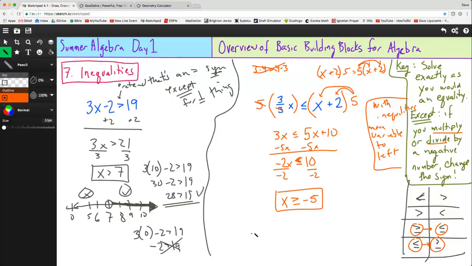And how do we graph that? Well, we're going to draw our graph, put our -5 in the middle. Over here is -6. Over here is -4. Over here is 0. So we put a solid circle because -5 works. And then everything greater, because the arrow's pointing to the right.